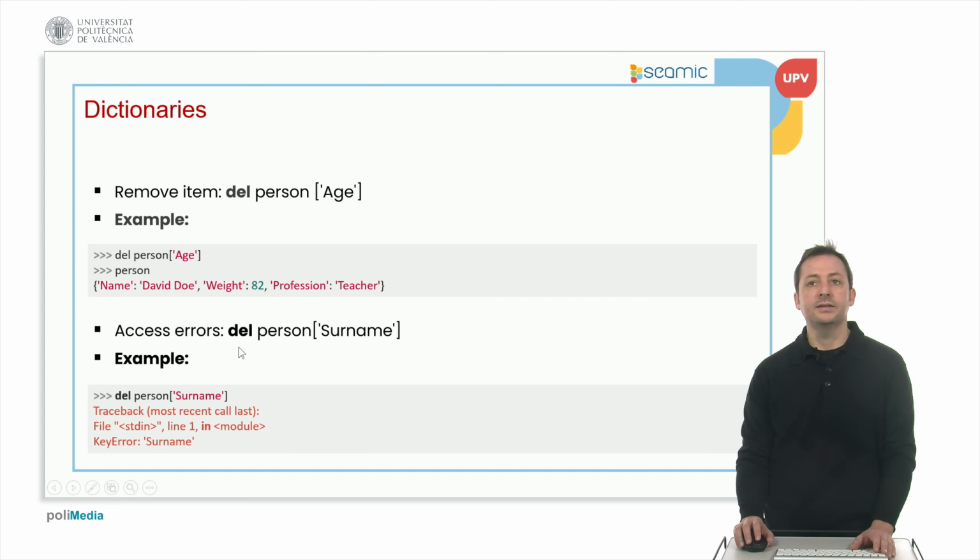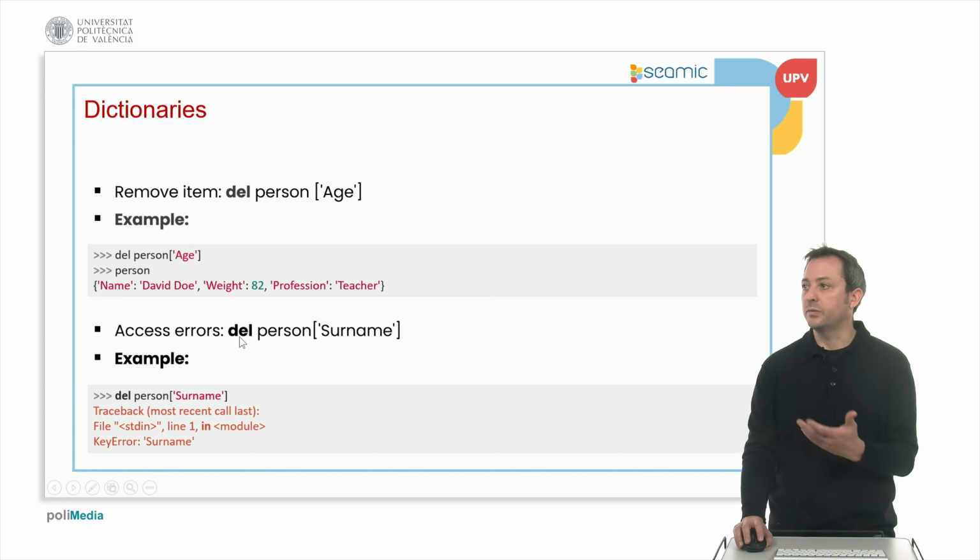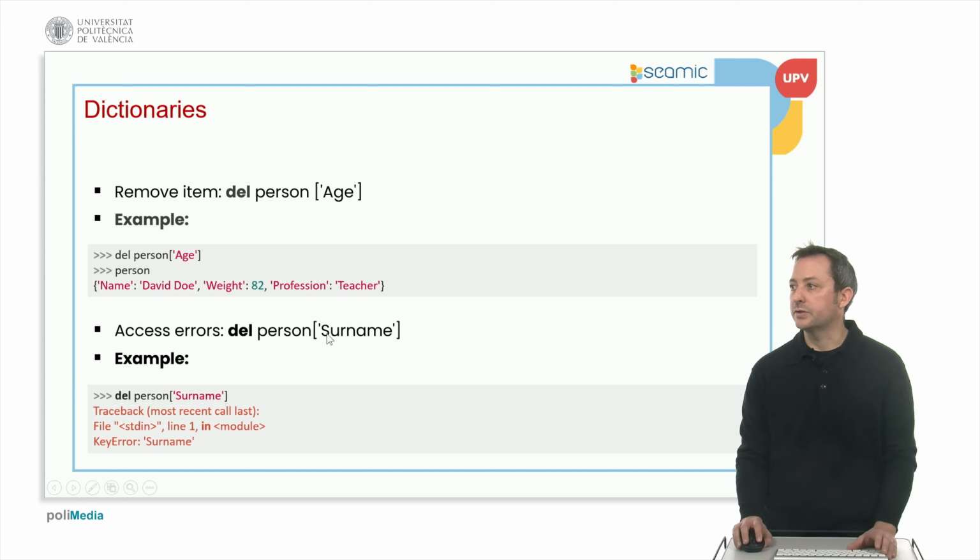Take into account that this delete operation causes an error if the key doesn't exist. So if we try to perform this operation, del person surname, and the surname key doesn't exist in the dictionary, this causes an error. And as you can observe, the error is KeyError. This means that the key that we used doesn't exist in the dictionary.